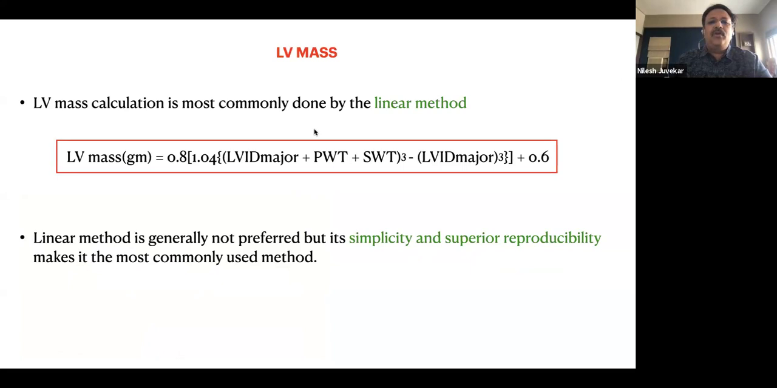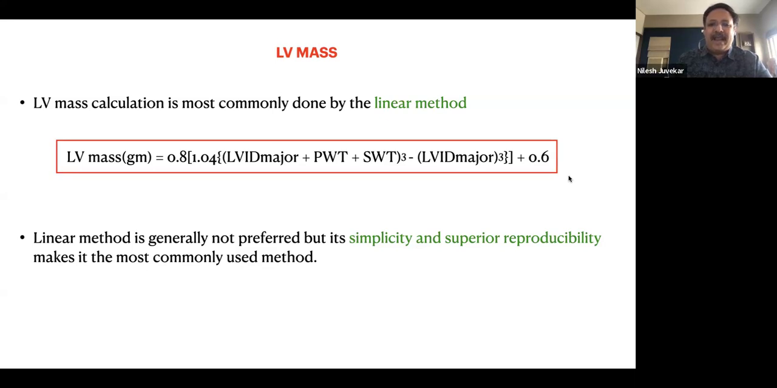So what we need in this, we need three parameters: the LVID major, the posterior wall thickness, and the septal wall thickness. And when we substitute it in this particular formula, we get the LV mass by the linear method. It is not preferred because it is obviously inferior to the planimetric methods, but because it is simple and has a superior reproducibility, it is most commonly used.